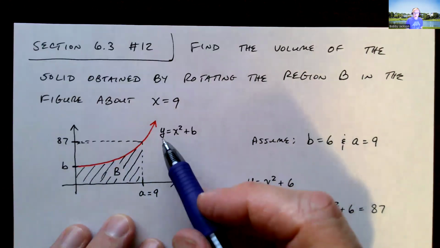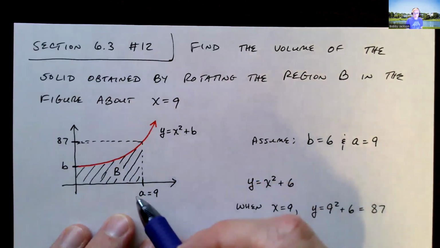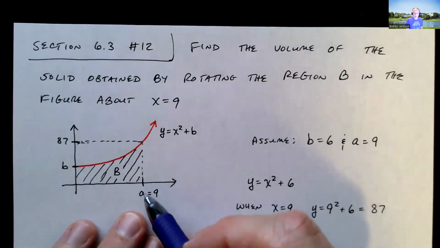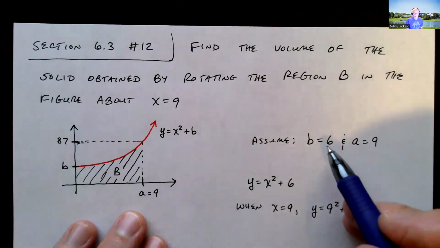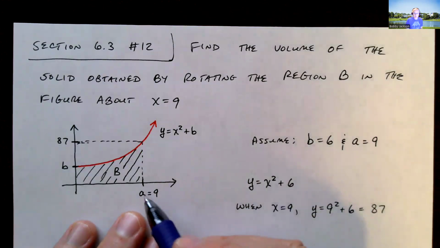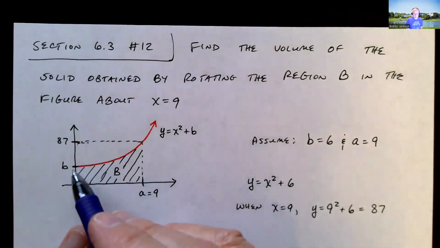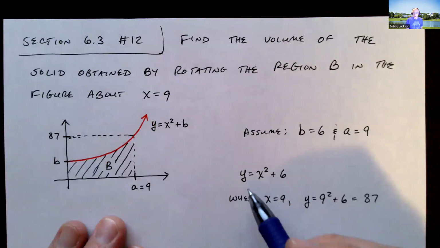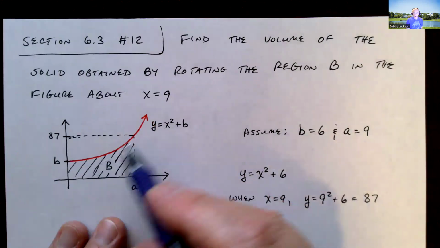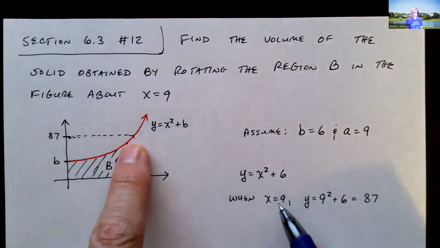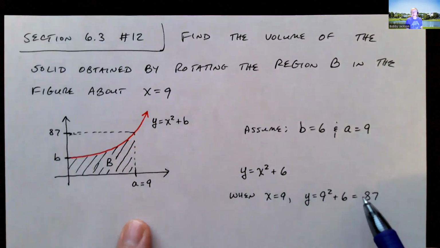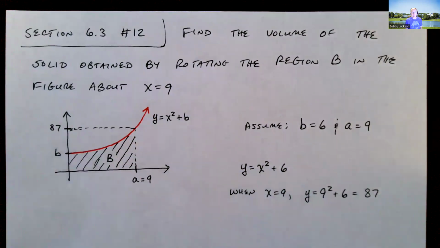It's got this generic y equals x squared plus b, and here's the value of a down here, and these numbers will vary. Your problem probably doesn't have exactly these same numbers, but for mine b was 6 and a was 9. So this is x equals 9 here. B again is equal to 6, and of course the quadratic function is x squared plus 6. When x is equal to 9, what's the y value? Plugging in 9 gives me 87. So that's the height there.